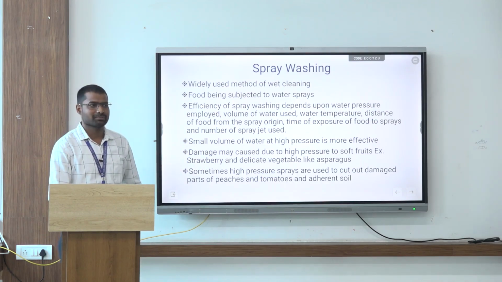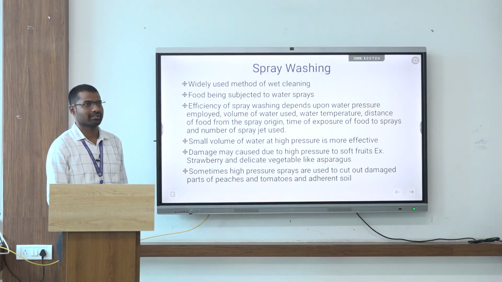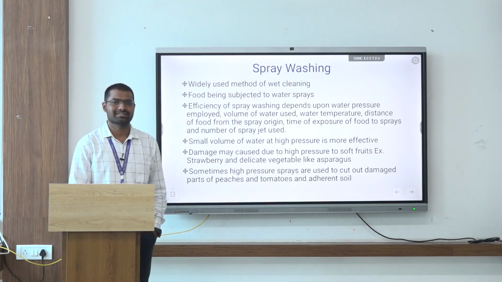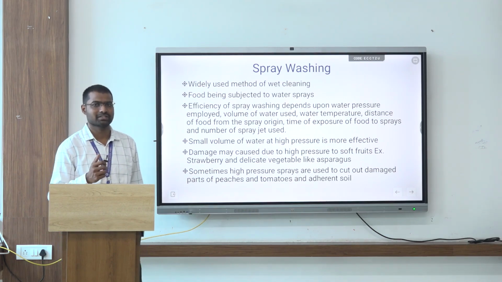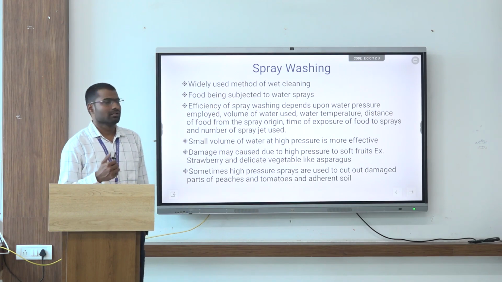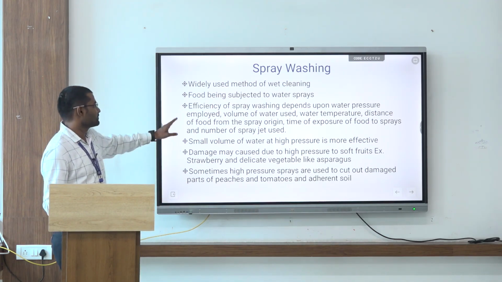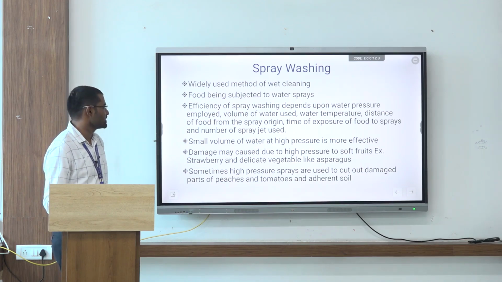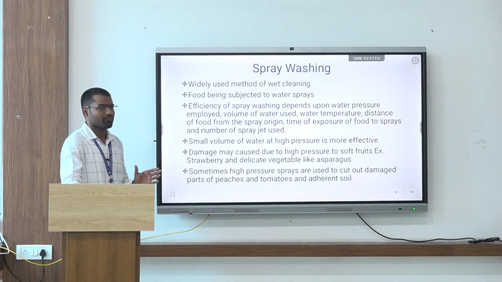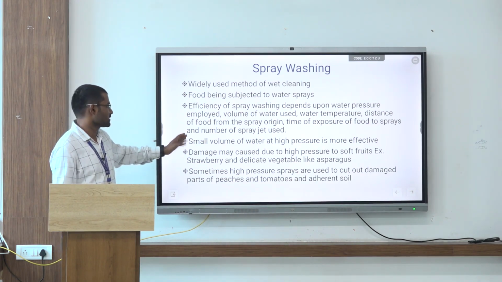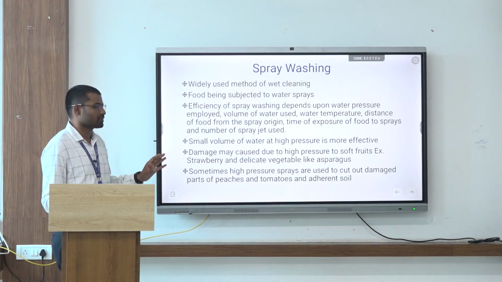Next one is spray washing. Spray washing again is a very simple method, where you have to use jet sprays, and you have to maintain the pressure as well as the contact between the food product and your spray, so that you can effectively remove your adherent material. It is a widely used method of wet cleaning, with food being subjected to water sprays. Efficiency of spray washing depends upon the water pressure employed, volume of water used, water temperature, distance of food from the spray origin, time of exposure of food to the spray, and number of spray jets used.